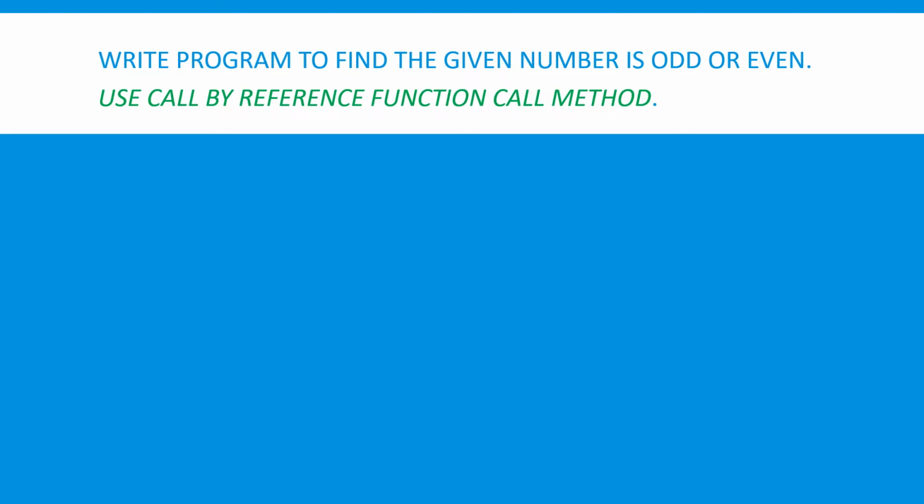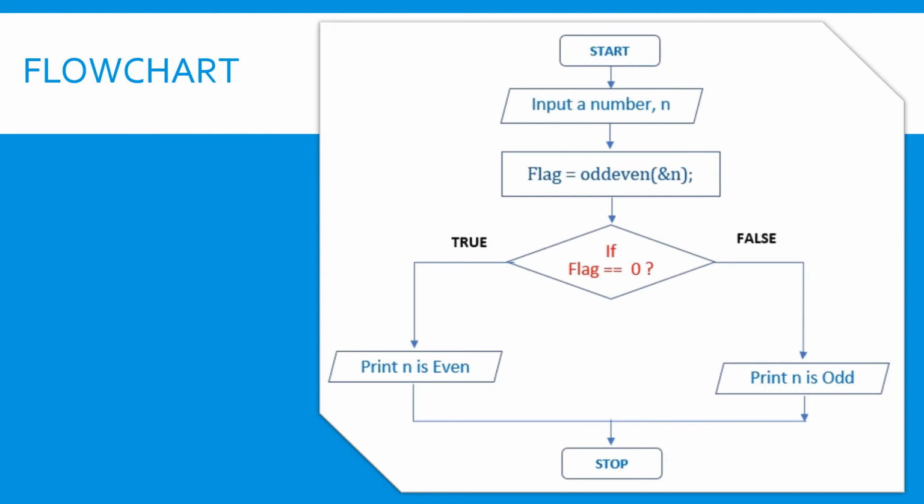So basically the question is simple. We have to find out whether the given number is odd or even. The complexity in the program is that we have to adopt the method of calling a function with the help of pointers. So let us develop the flowchart first.